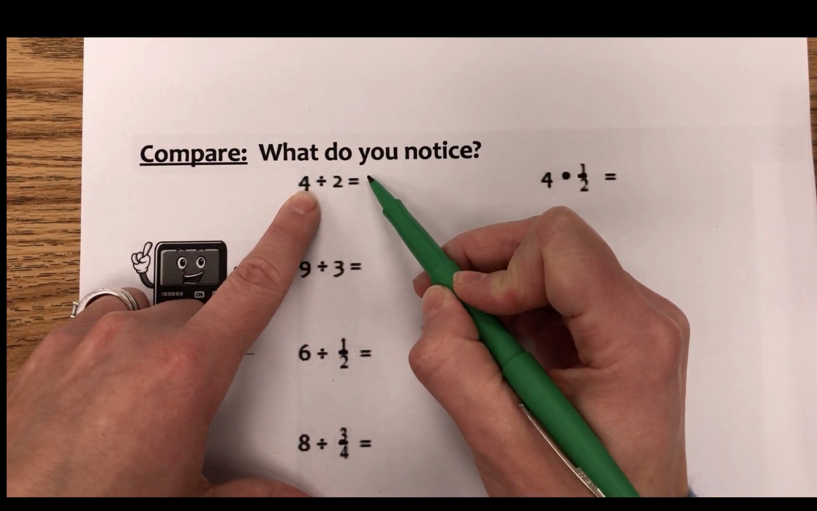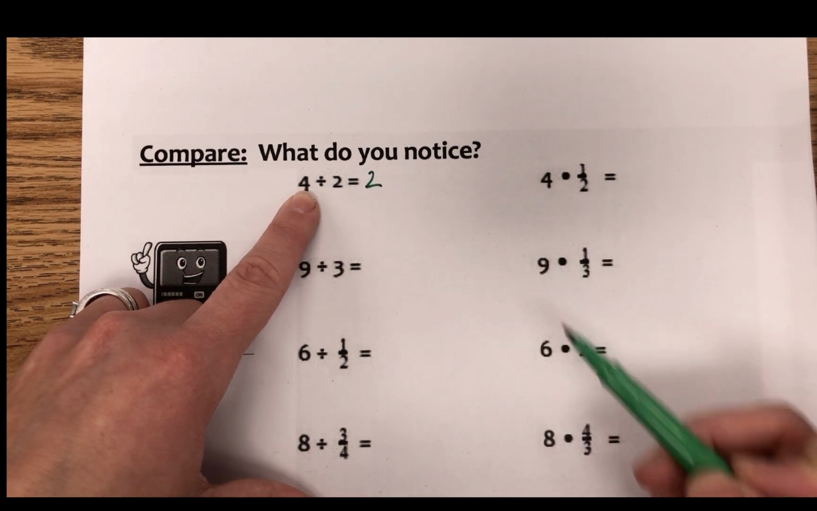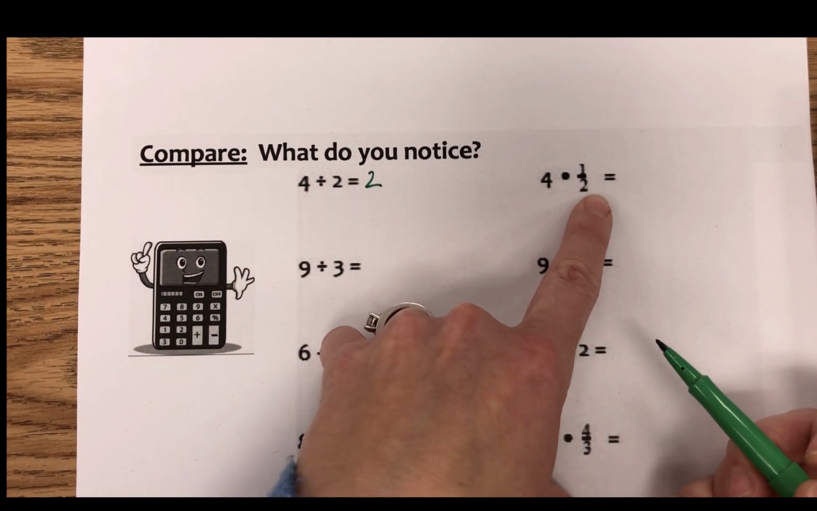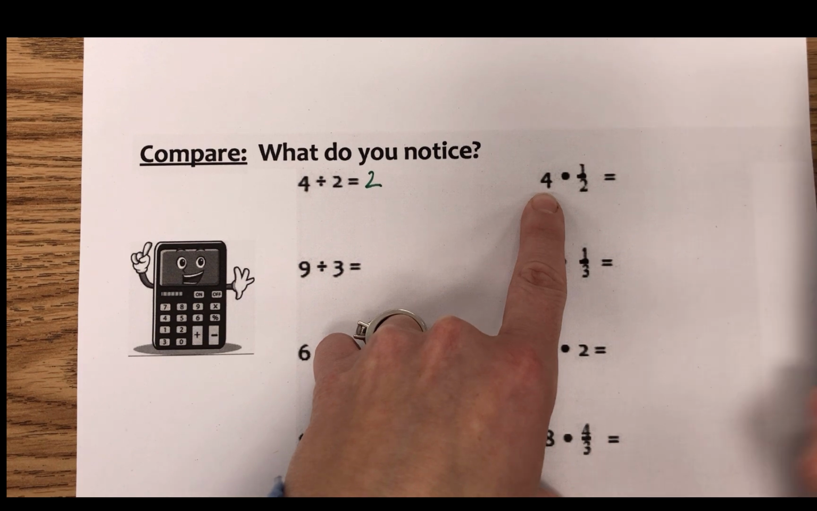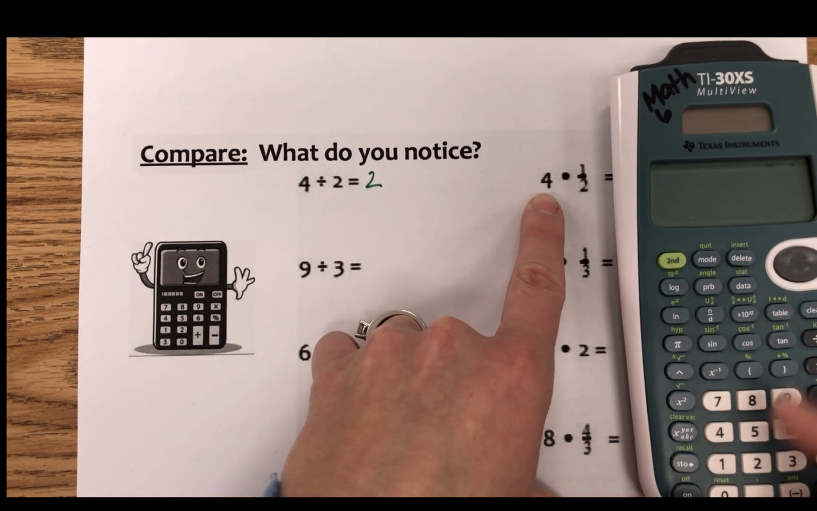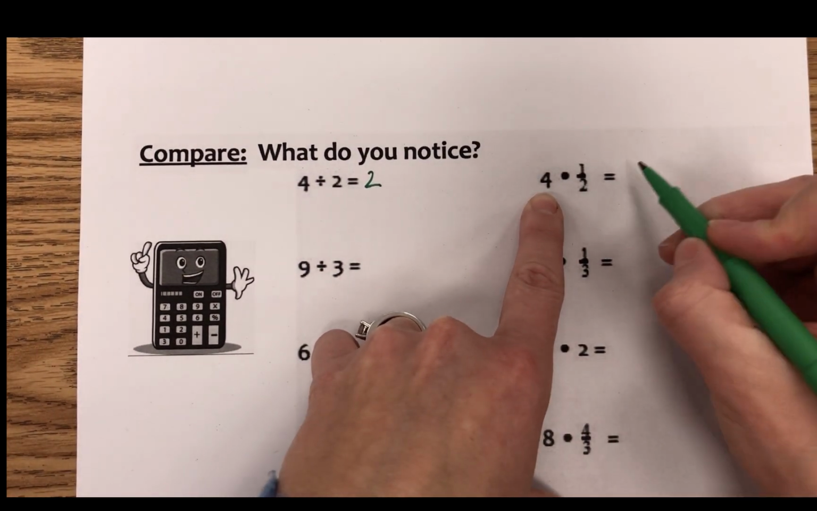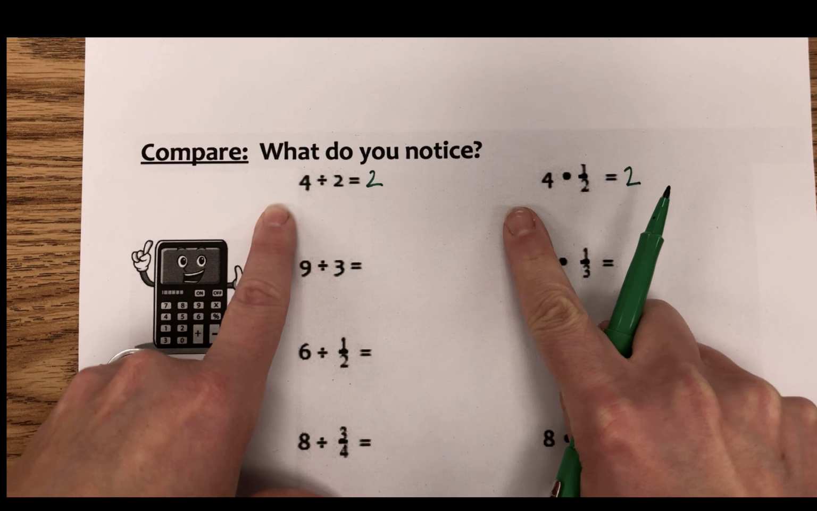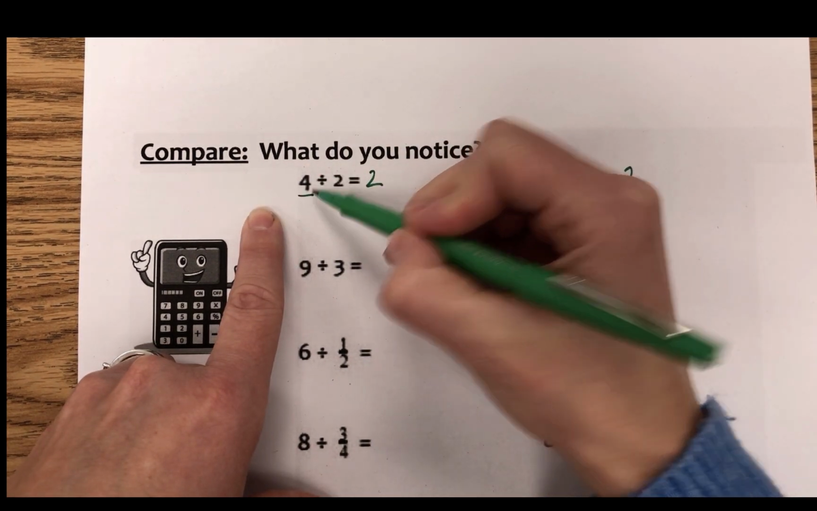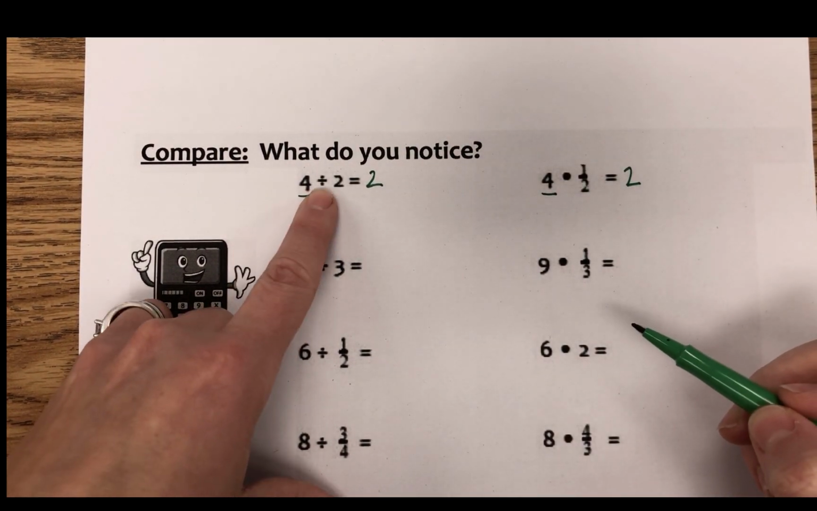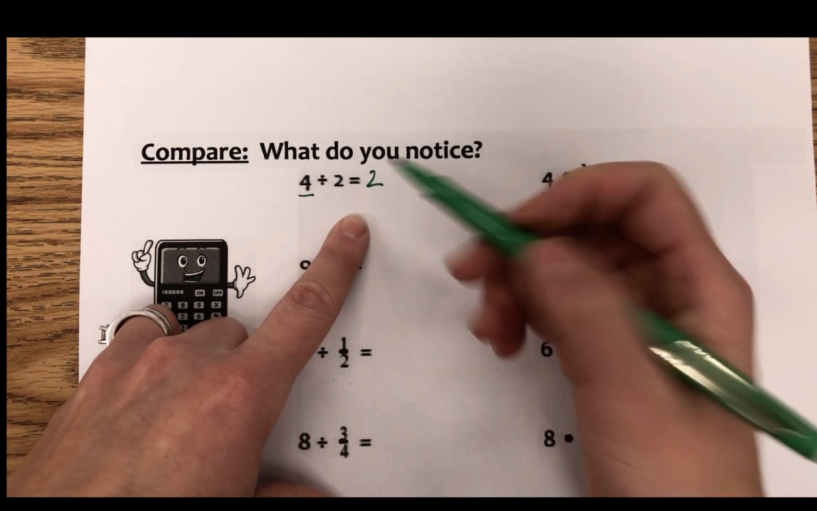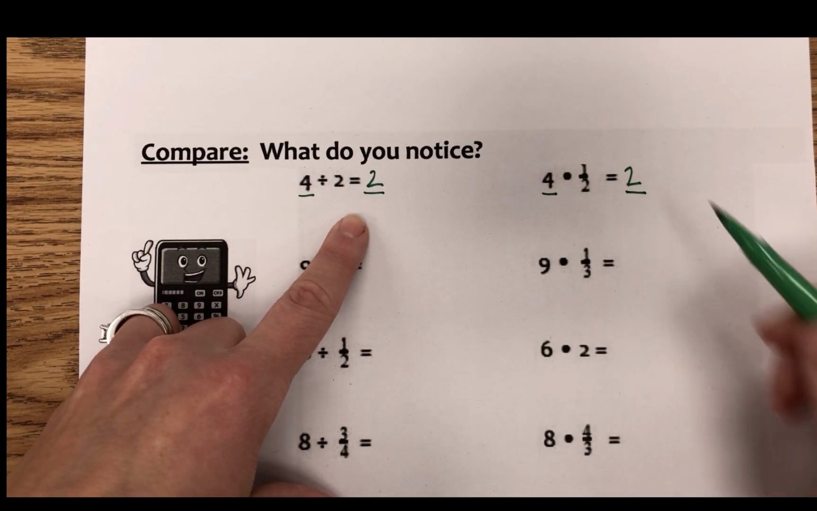4 divided by 2 is what? 2. 4 times a half, or half of 4, is 2. You might go, Miss Kluver, that's 2. And if you don't believe me, go 4 times 1/2, 2. What's the same in these two problems? Well, they both have a 4. That comes first. What else is the same? They both have 2 as the final answer.